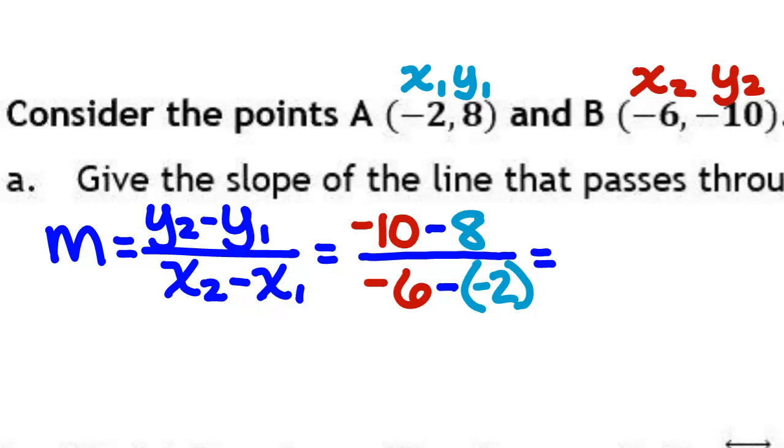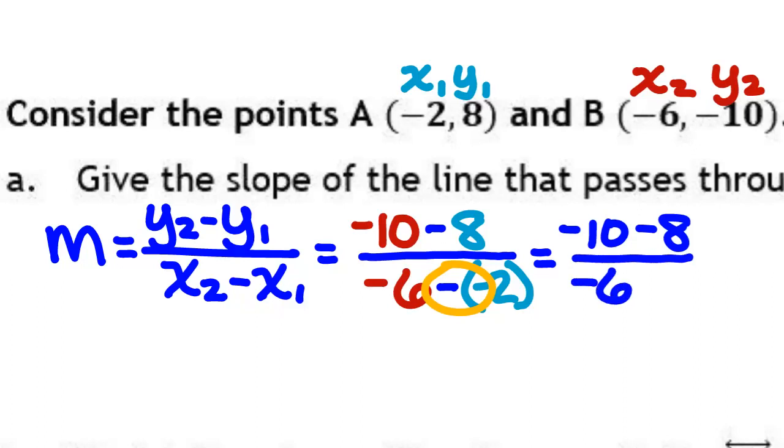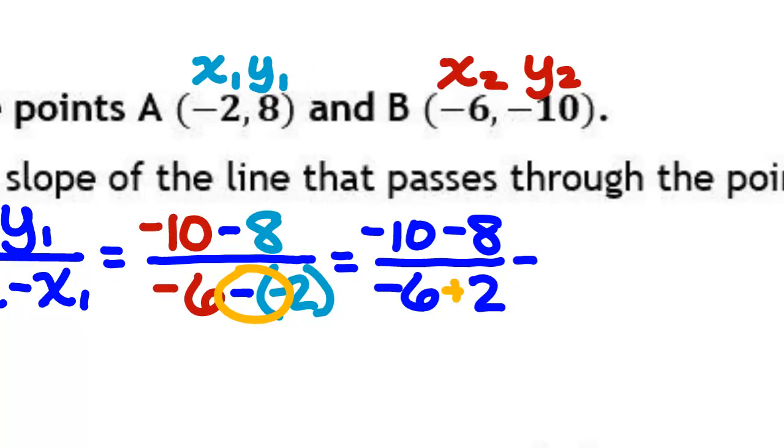What happens when we subtract a negative like this right here? It's going to turn into a positive. So I have -10 minus 8 in my numerator, but I have -6 plus 2 in my denominator. What is -10 minus 8? -18. What is -6 plus 2? -4.